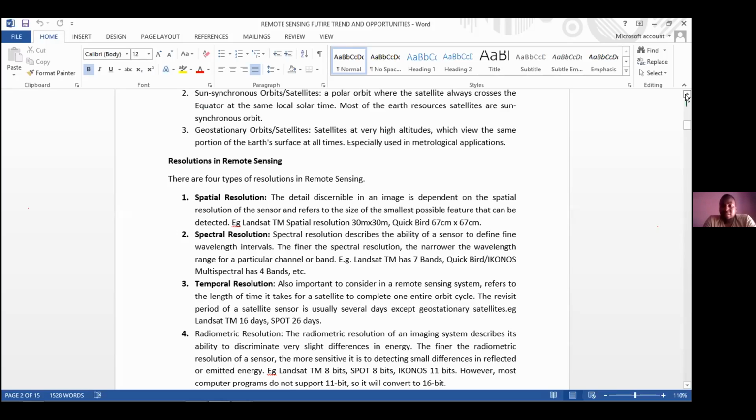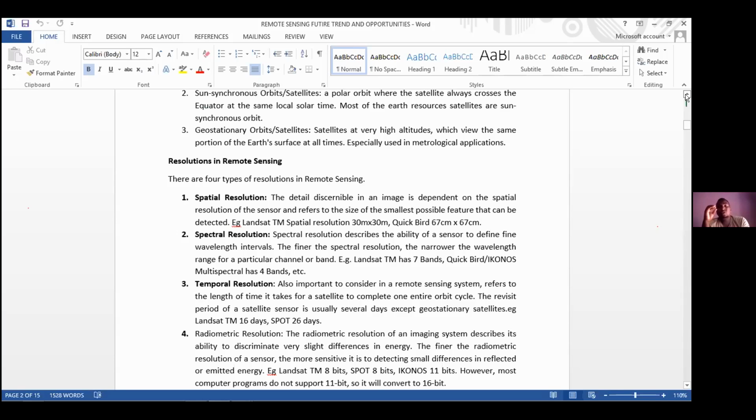Then the fourth type of resolution, we have what we call radiometric resolution, and this describes the ability to describe very slight differences in energy. The finer the radiometric resolution of a sensor, the more sensitive it is to detect small differences. This is the strength.